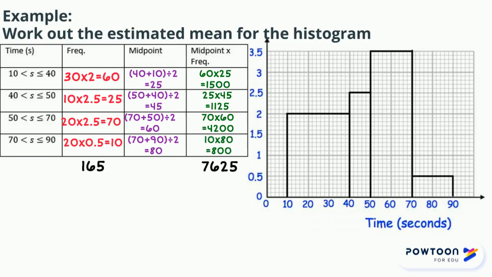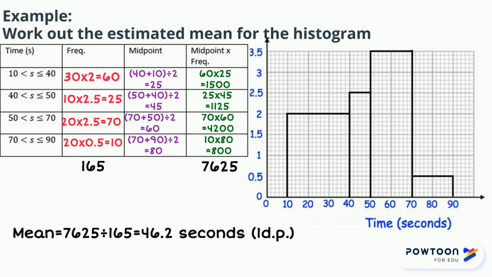And finally, last step, all you do is take your total from your midpoint times frequency column, which is 7,625, and divide it by your total frequency of 165, and you get about 46.2 seconds. I rounded to 1 decimal place, but do make sure you include your units.